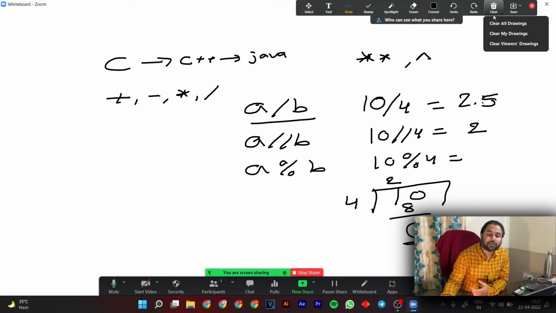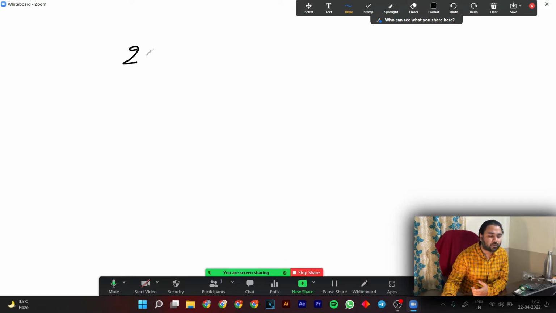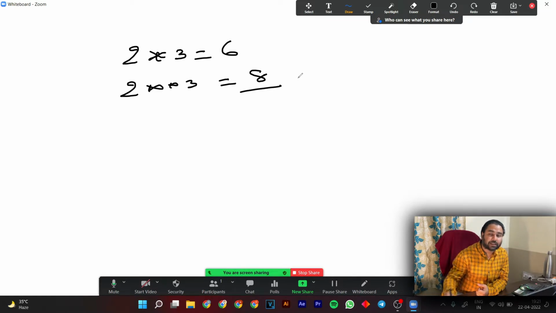There is one variety of star, that is one star for multiplication, that is 2 into 3 is 6, and the second is star star for the exponential operator, that is 2 star star 3, that means 2 to the power 3, that means 8. So there are 2 varieties of multiplication operator. One is straightforward multiplication and the other one is exponential multiplication.